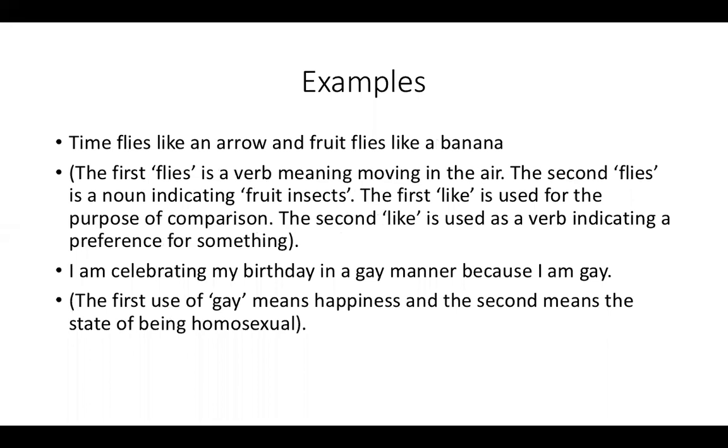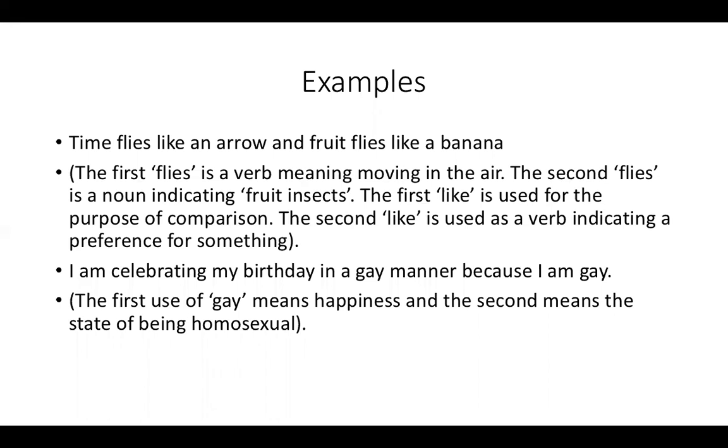Time flies like an arrow and fruit flies like a banana. The first flies is a verb meaning moving in the air. The second flies is a noun indicating fruit insects. But you may not realize it early enough. Now, the first like is used for the purpose of comparison. The second like is used as a verb indicating a preference for something.